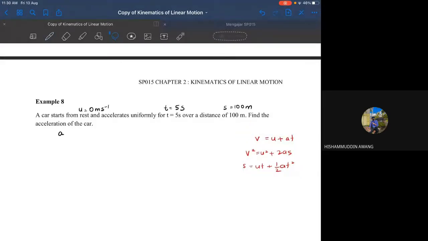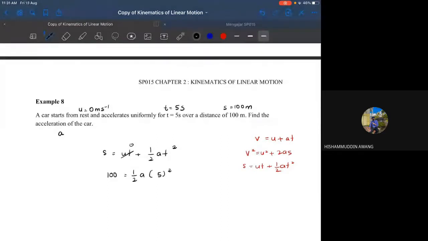So I think we can use, kita ada time, kita ada V kan. Formula yang ada V tak boleh gunalah. So I think we can use this one. S is equals to ut plus 1 over 2 at square. So S kita 100, U kosong kan, and then 1 over 2 acceleration nak tahu berapa, and then T is 5 square.